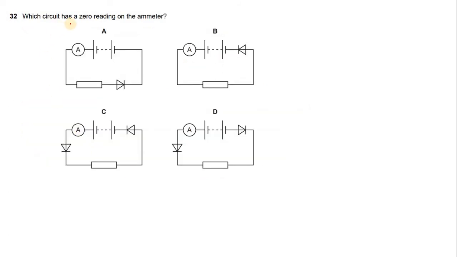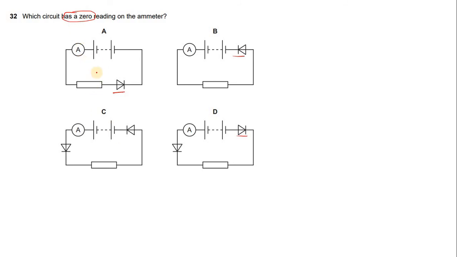Question 32. Which circuit has a 0 reading on the ammeter? So okay, we have a diode in each circuit. So we need to see which circuit has a 0 reading. That means current is not passing. So you need to see whether the diode is connected in the correct direction. That means whether it is a forward bias or a reverse bias.